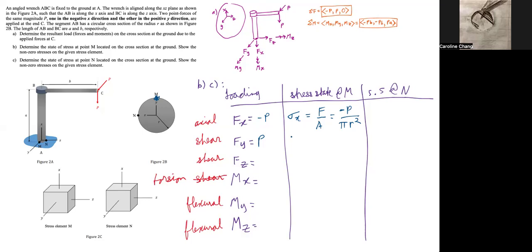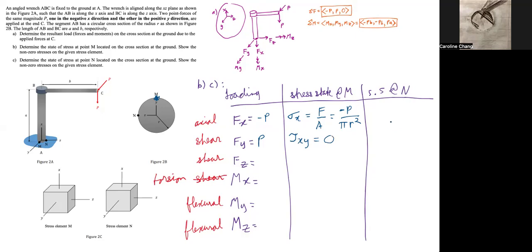So shear force, and it's acting on the x plane in the y direction. So tau xy will be equal to 0 at that location.